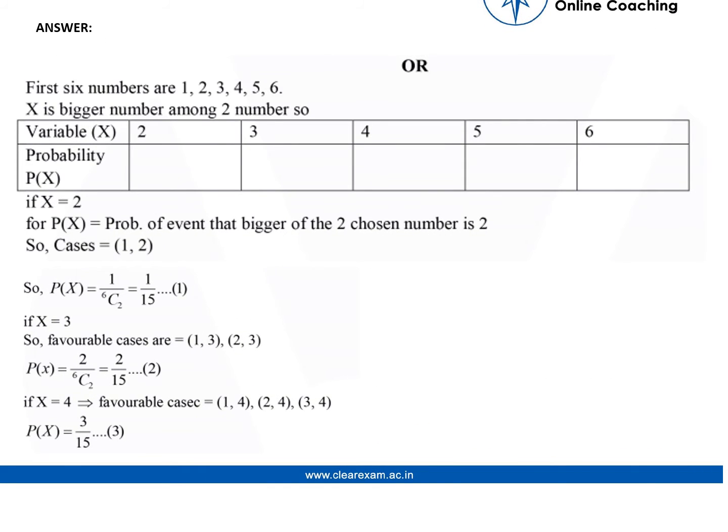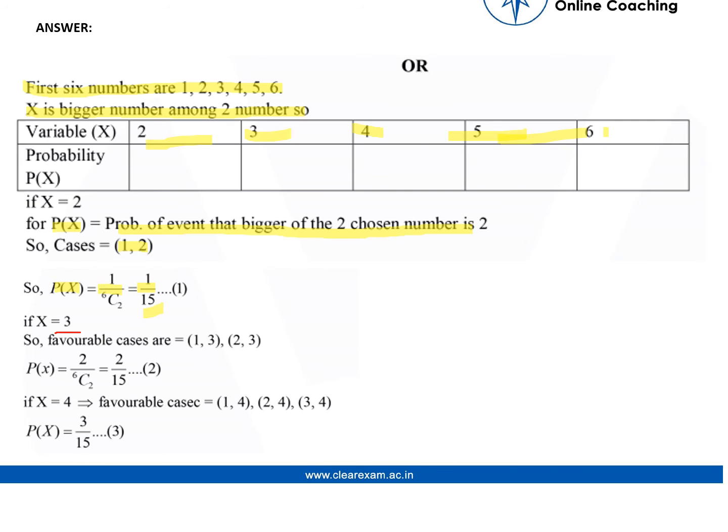For the second question, the first six numbers are 1, 2, 3, 4, 5 and 6. We have taken variable x as the bigger number among the two numbers, so we have made the probability distribution table with x as 2, 3, 4, 5 and 6. If x is equal to 2, for P(x), the probability of the event that the bigger of the two chosen numbers is 2, the case will be 1 and 2. So P(x) can be calculated as 1 upon 6C2, that is 1 by 15.